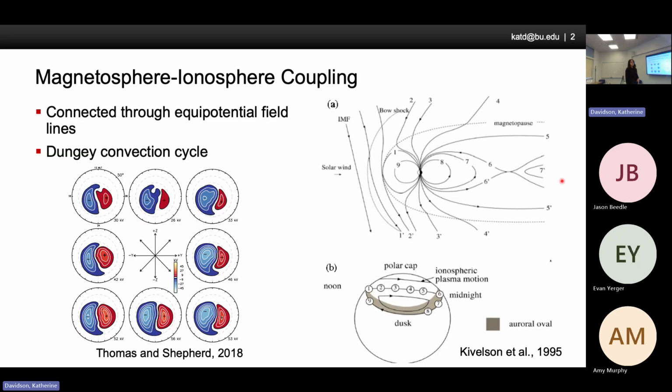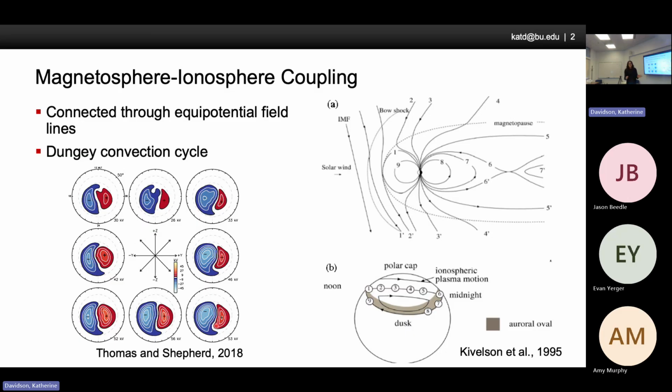And so in the ionosphere, what this will look like is an anti-sunward motion over the poles. This anti-sunward motion is reflecting this tailward motion of the field lines. And then a sunward return flow over the dusk and dawn side, representing this return of the field lines back to the day side. In the ionosphere, it's a two-cell convection pattern. So again, you have anti-sunward over the poles and sunward on the auroral zones or the dusk and dawn side.